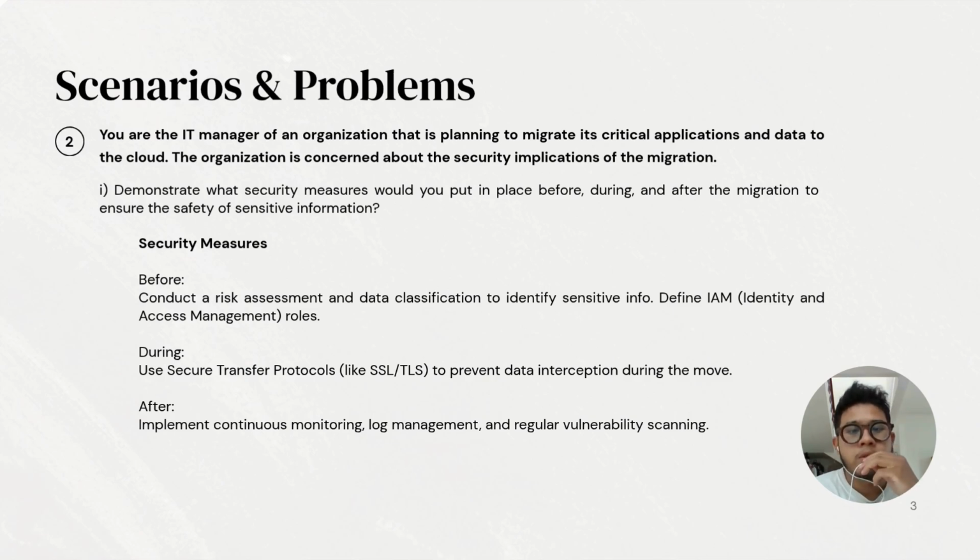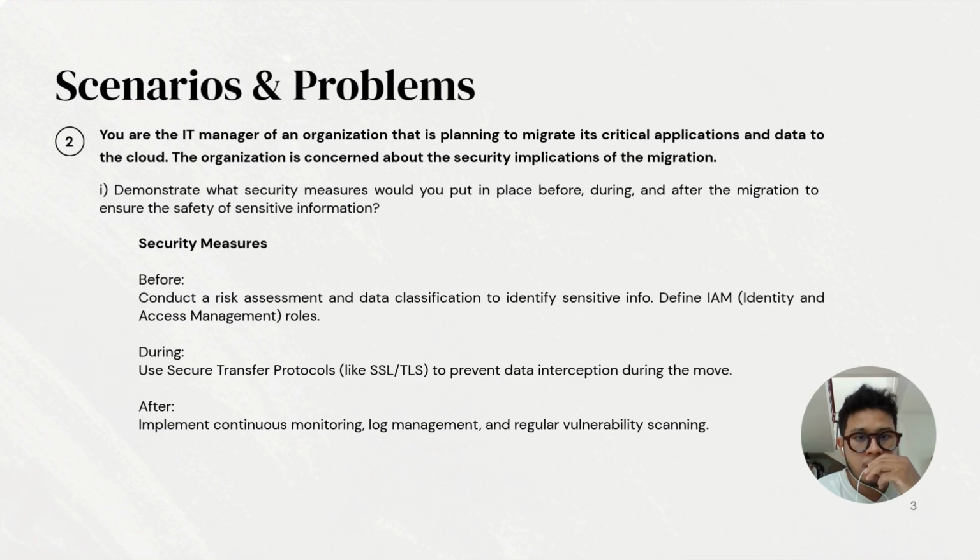So the scenario is: as the IT manager planning a secure cloud migration, here are the key security measures I will implement. The first key security measure I will implement is before migration. Conduct a full risk assessment and classify all the data based on sensitivity. Define clear IAM roles and enforce the principle of least privilege. Select a compliant cloud provider and plan encryption strategies.